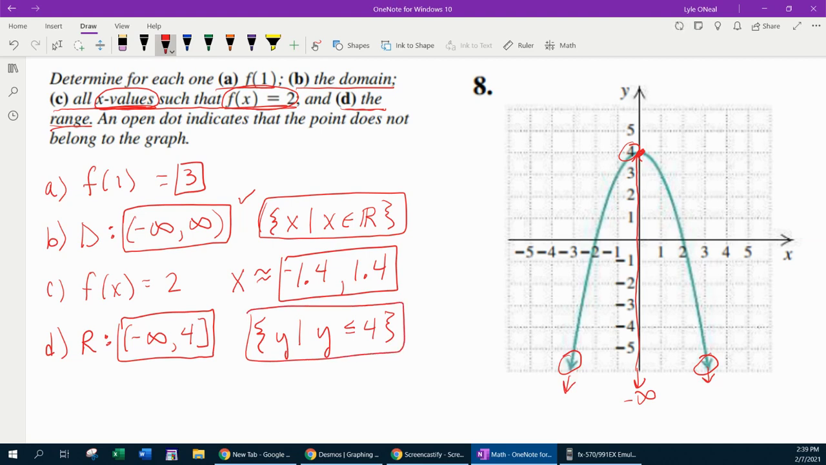And do you see how that describes the range? This graph, the highest that it can ever be is 4, but it can be anything less than 4. And that's going to do it for number 8.